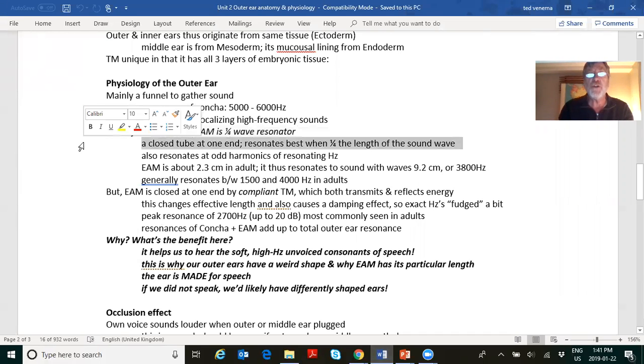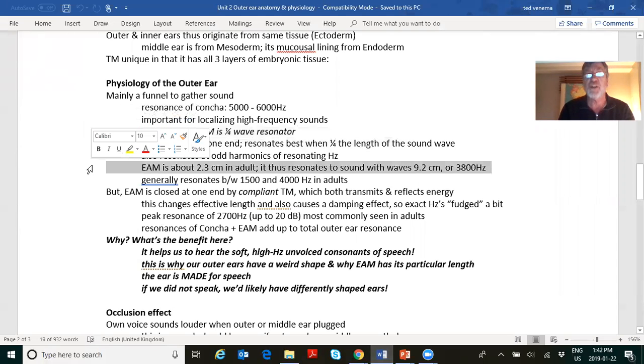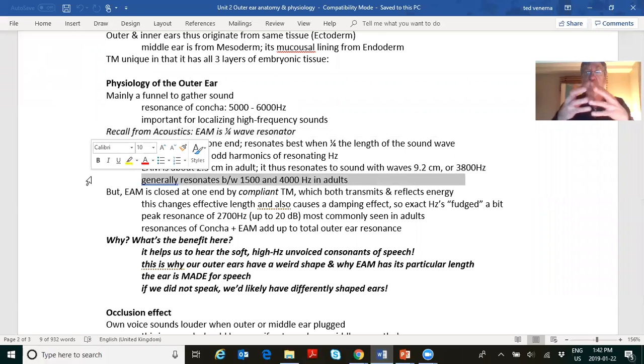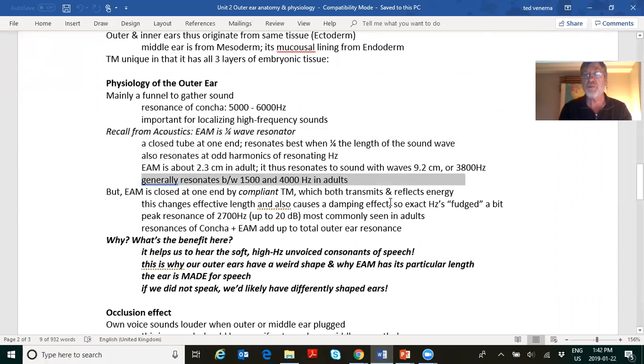The outer ear canal is a tube closed at one end. Resonates best when it's a quarter the length of a sound wave, or with sound waves 4 times its length. The ear canal is about 2.3, I just say 2.5. So it's going to resonate with sound waves that are about 9.2, I just say 10. Generally, it resonates between 1,500 and 4,000 because it's made of flesh and bone, so it gets spread out a bit. That's why I say the exact frequencies are fudged a bit. Basically, it gives a peak resonance of 2,700 hertz up to about 20 decibels, a gift.